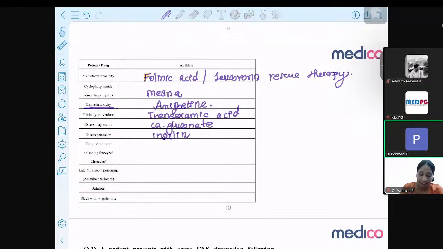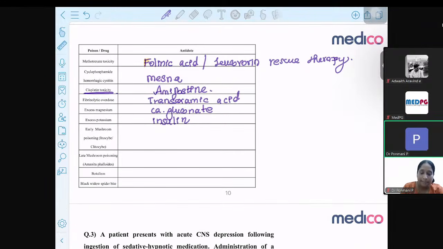which they are mentioning. For example, the early mushroom poisoning is caused by a species called Inocybe or Clitocybe species. For this, the antidote is atropine. Okay. Whereas late mushroom poisoning, which is caused by Amanita phalloides, is going to cause liver toxicity.